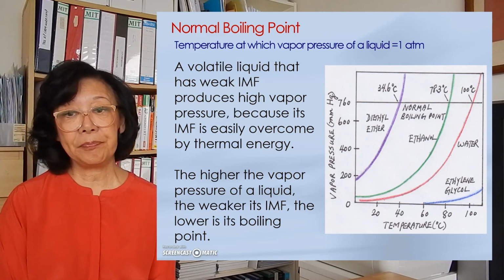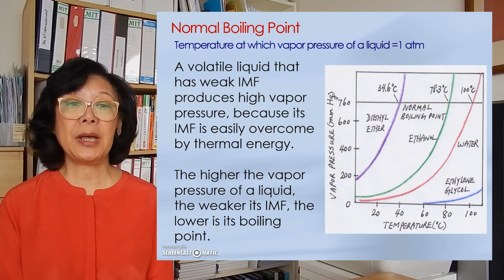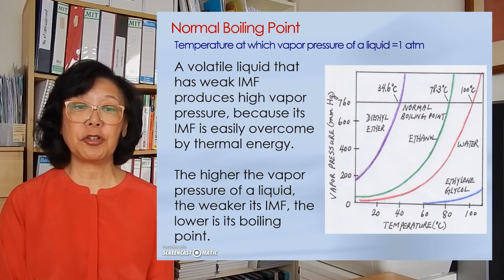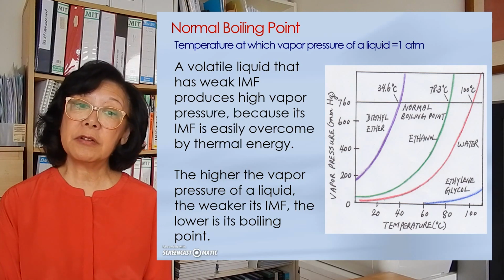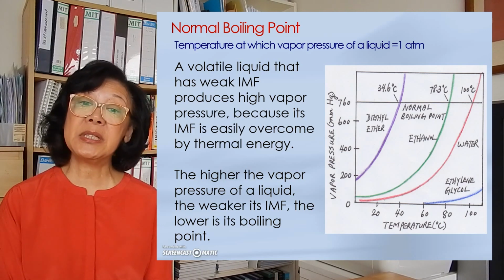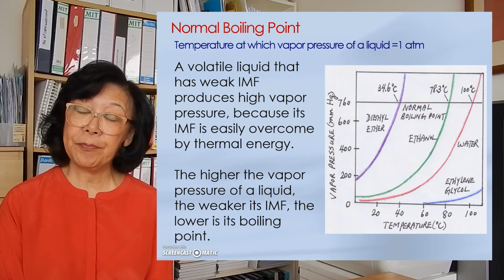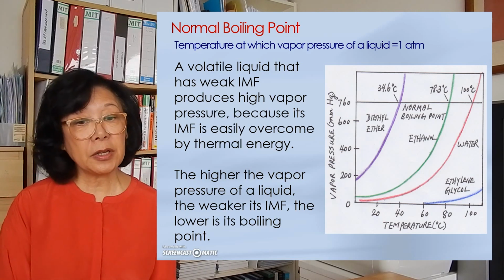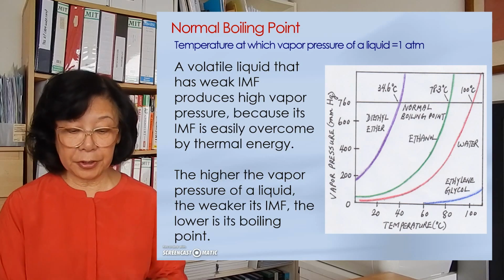A volatile liquid has weak intermolecular force and produces high vapor pressure, because the intermolecular force is weak and can be easily overcome by thermal energy. The higher the vapor pressure of a liquid, the weaker its intermolecular force, and the lower the boiling point.